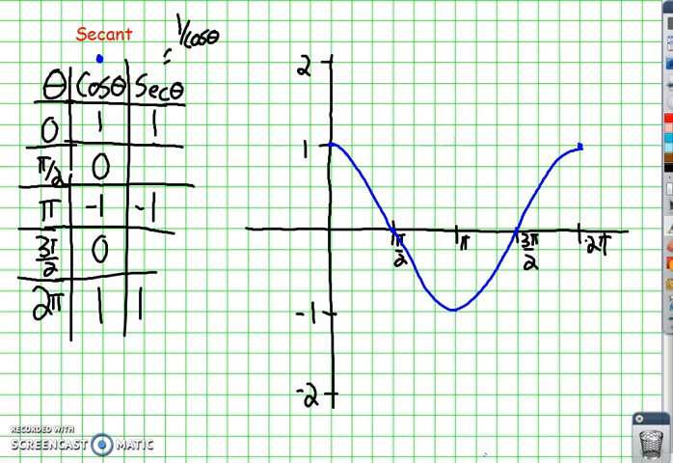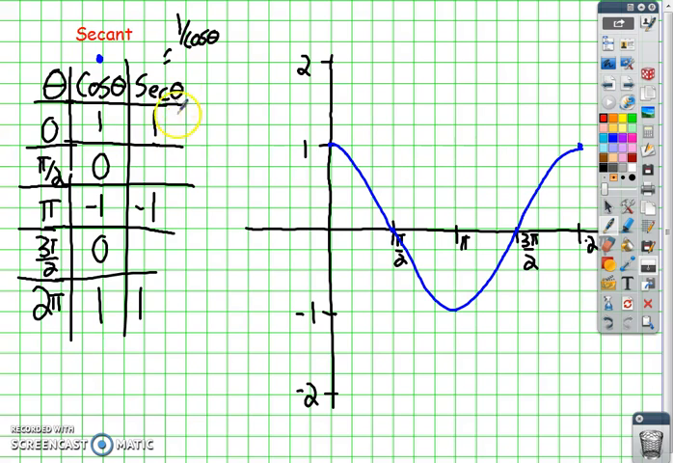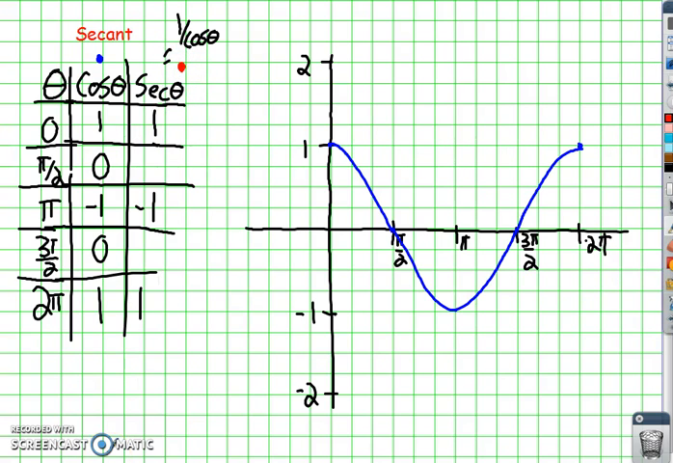Now, where I run into some problems, and I'll graph the secant function, is the fact that this becomes 1 over 0, which is undefined again, which means asymptote time again, and same with this. So I plot these: asymptote at pi over 2, asymptote at 3 pi over 2. Now I have points here.